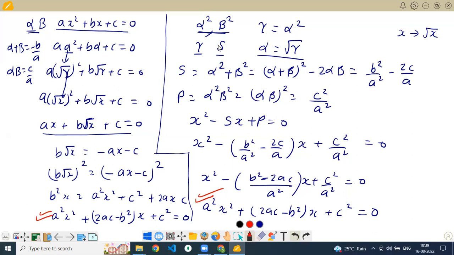Yes, sir. So, sir, in this case, we took alpha square and beta square. So, sir, if we take root of alpha and root of beta, how do we solve this? Okay, just a second. Okay, so let's solve that problem.